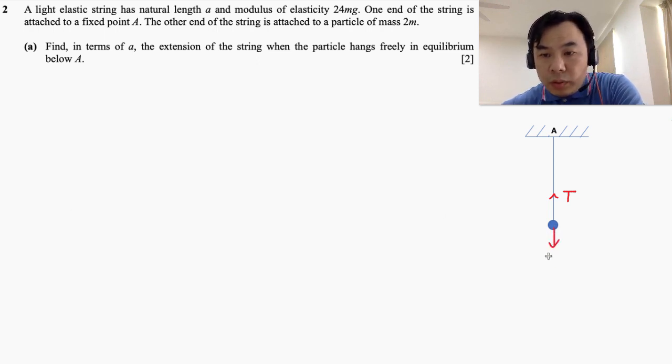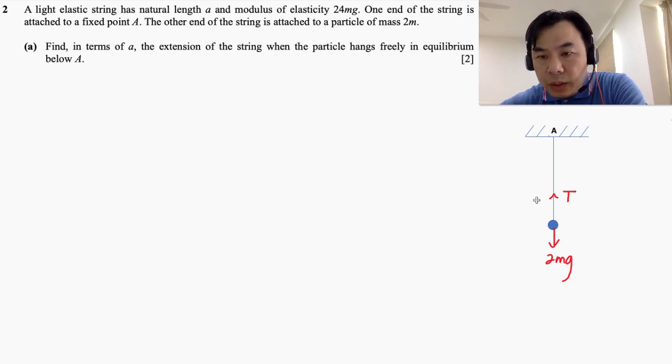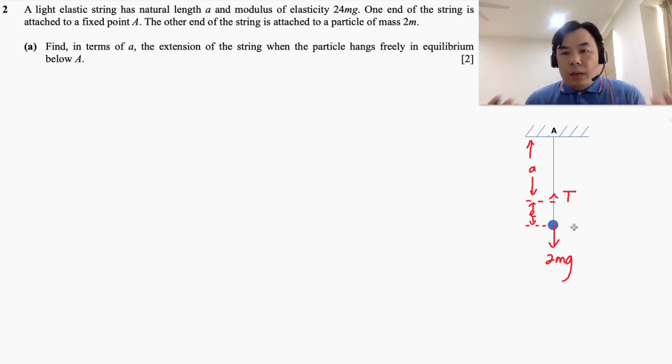So there's a weight of 2 mg here. And then it has a natural length of A. I just make assumptions, the natural length of A might be somewhere here. And then it will have its extension. It's up to you how you want to label your extension, maybe E or X, it doesn't matter. That is generally how all the forces acting on the system look, and then knowing all the parameters involved in this system itself.